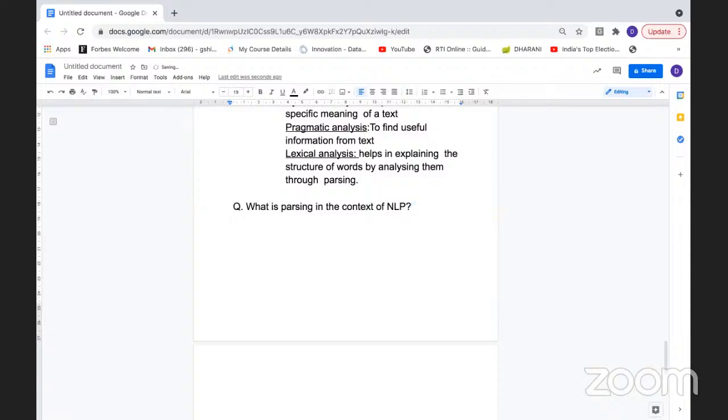So when it comes to the concept of parsing here, it refers to trying to understand a sentence in its grammatical structure. We can write the understanding of a sentence in grammatical structure, by whom? By the machine.